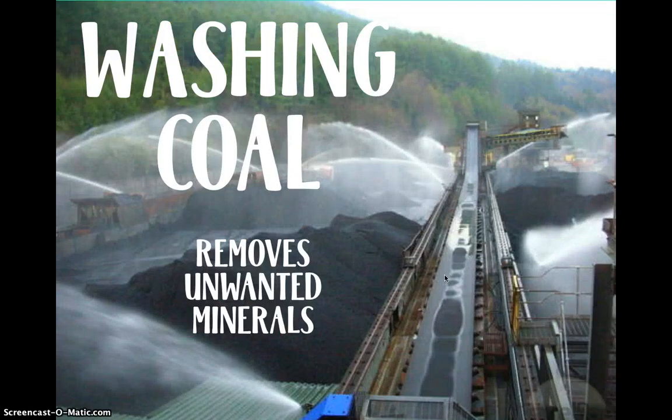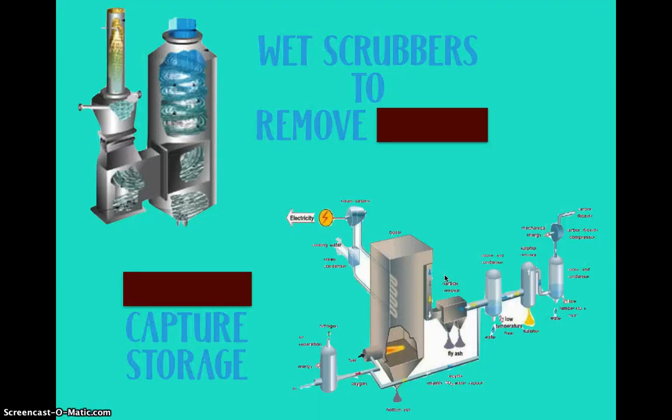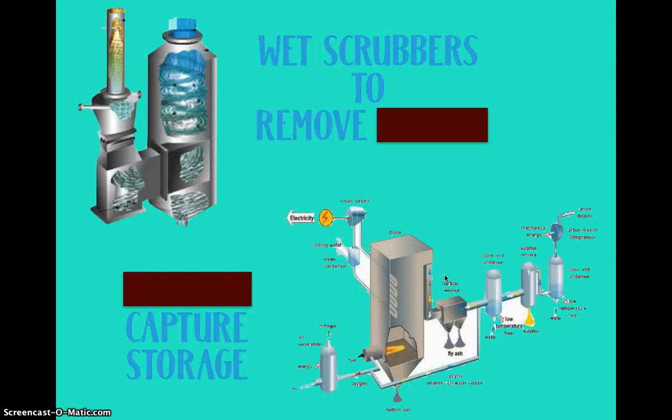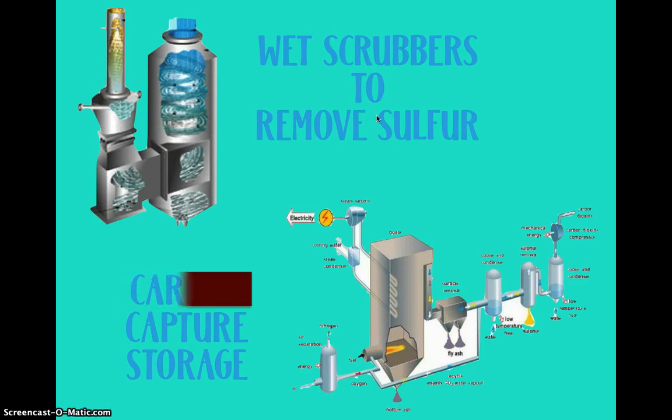So something else they're going to do immediately is wash it. This is before they burn it. They wash it, and then during burning, they use these things called wet scrubbers to remove the sulfur. And then they use carbon capture storage to collect carbon dioxide so it doesn't go into the atmosphere.